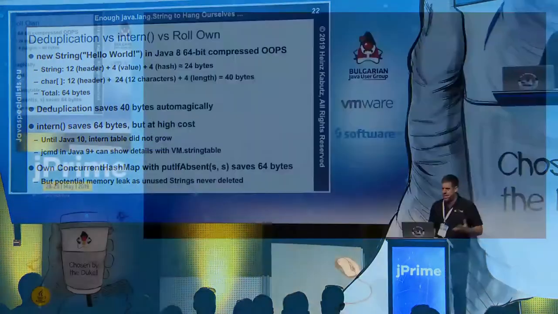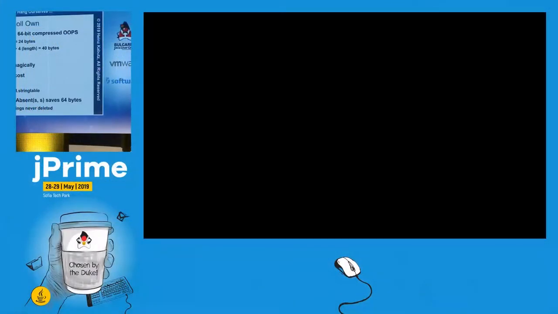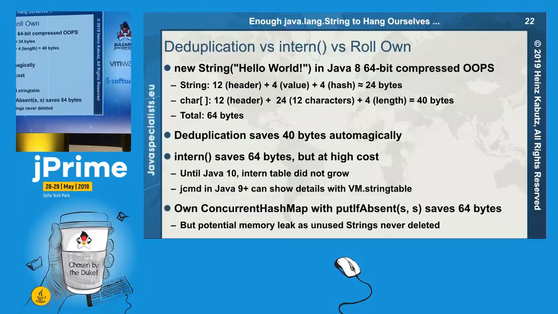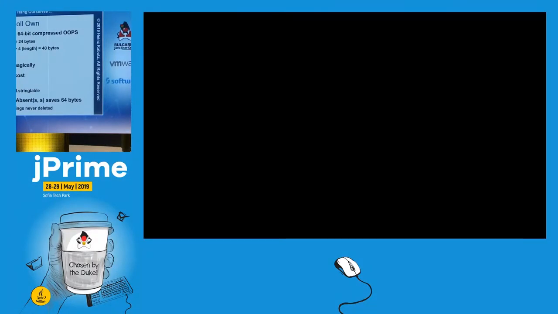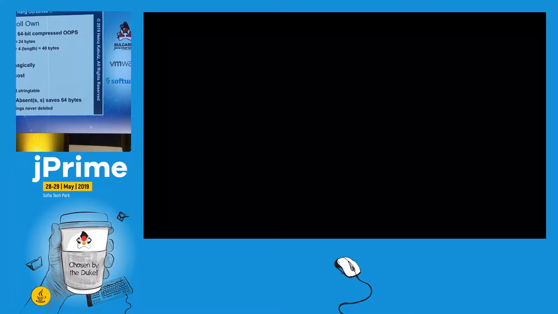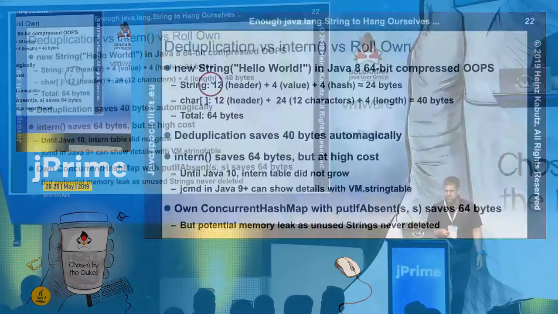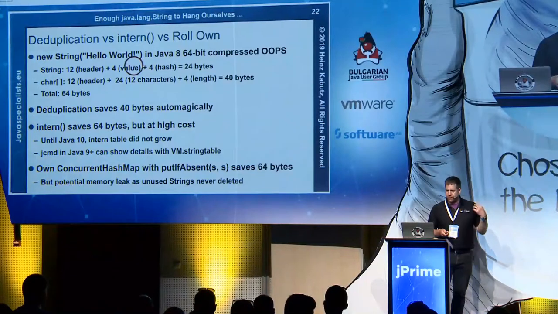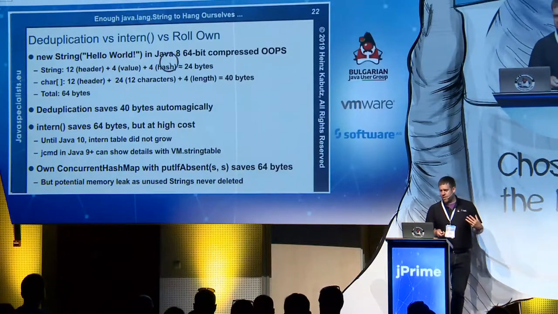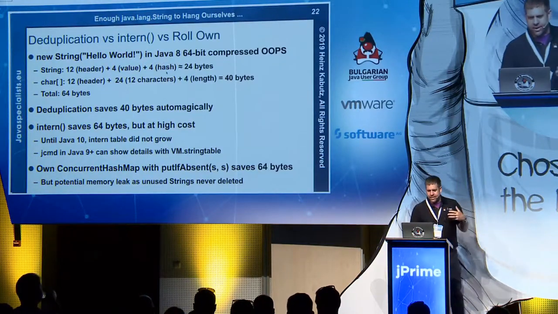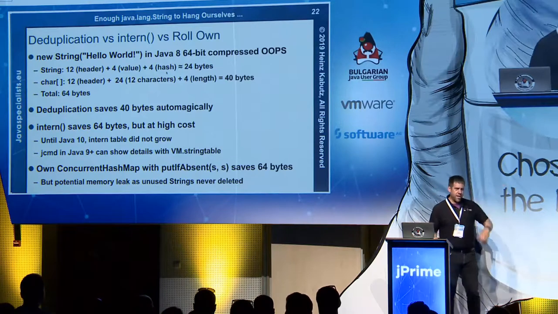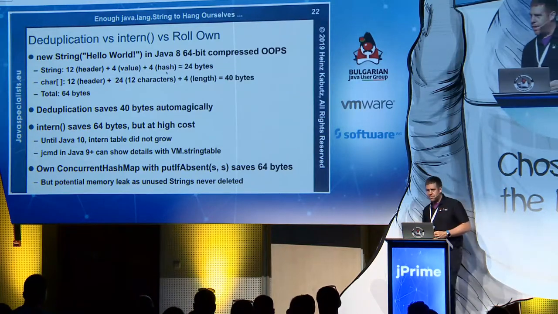And most of the time when we're using Java, it's going to be 64-bit. It's going to be compressed OOPs, so 4 bytes per pointer. And if it's compressed OOPs, 64-bit, you're going to have 12 bytes for the object header. Right, that's for the string, the header, plus 4 bytes for the value pointer, plus 4 bytes for the hash, is rounded up to the nearest 8-byte multiple, so it's rounded up to 24 bytes.